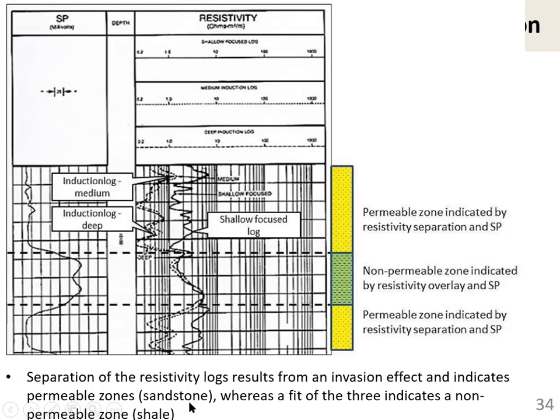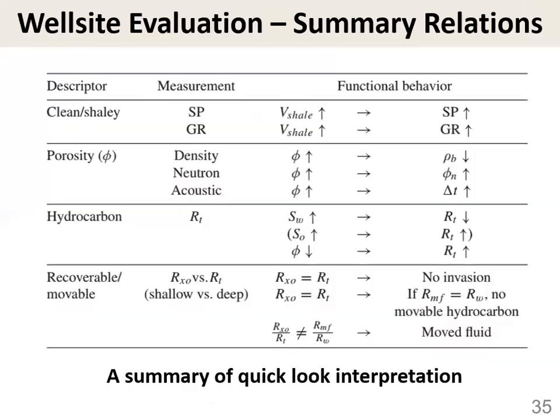And of course, where the three curves fit or overlap each other, that's indicative of a non-permeable zone, really shale. So this just summarizes the quick look interpretation. You see, this is just a summary. You can make reference to this just as a guide. Always know that there are exceptions to the rule, but this is typical.